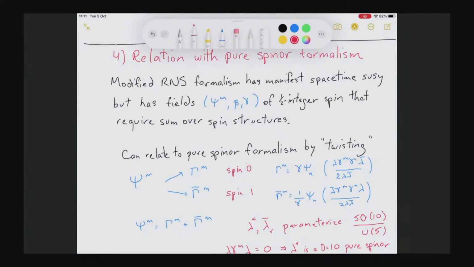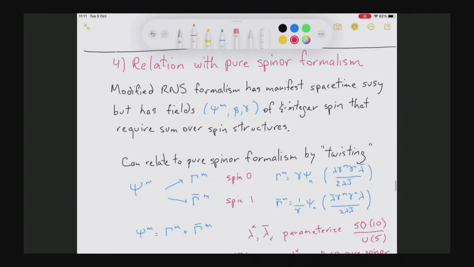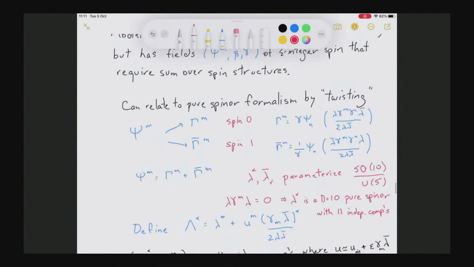But now, if you want to relate the two, you have to do some kind of twisting because you somehow have to get rid of the half integer spin. And the way we're going to do this is we're going to twist the psi's into fermionic fields which have just integer spin. Of course, if we didn't have pure spinors, that would break Lorentz symmetry. So we have to choose 5 complex pairs of the psi's, which of course breaks the SO(10) down to U(5). But the pure spinor essentially parameterizes how you break SO(10) to U(5).